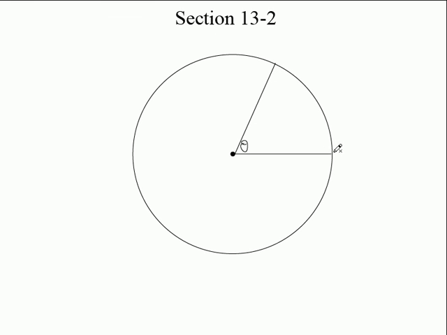Now, if I talked about the distance from here all the way around the circle, what do I call that? Special math word, what is it? Circumference, right? That's the circumference around the circle. But we're going to talk about the length of the arc from here to here.